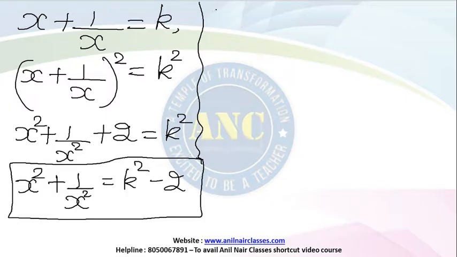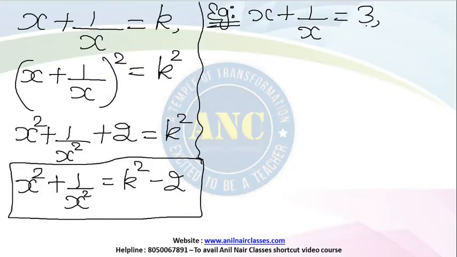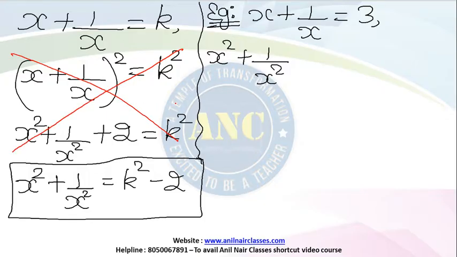One simple example. Let us not complicate anything. Assume that x plus 1 by x value is given as 3. Now, I need to find x square plus 1 by x square value. We are all a little mature enough now, sir. We will not be writing all this squaring on both sides and shifting the 2 to the right hand side. We are not at all interested. Very simple. Whatever value they have given here as 3, I will square that 3. It becomes 9. And I will subtract 2 from 9. x square plus 1 by x square is 9 minus 2. How much is it? 7.